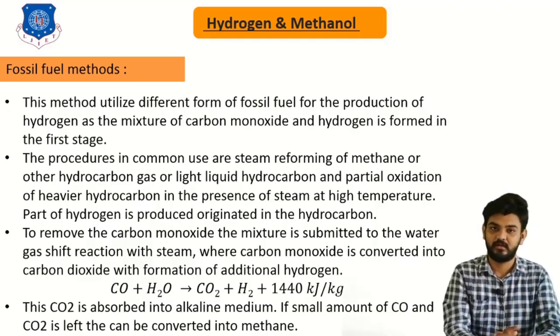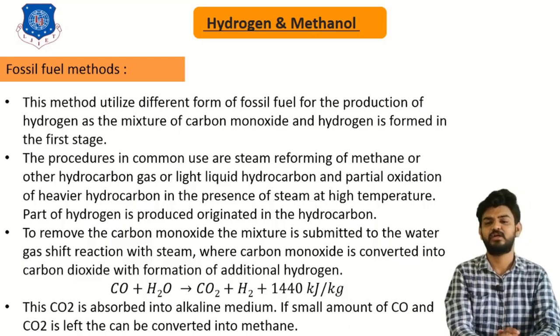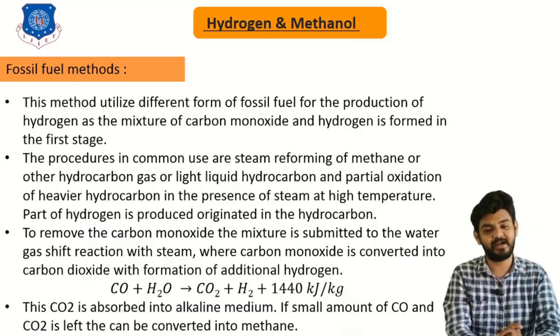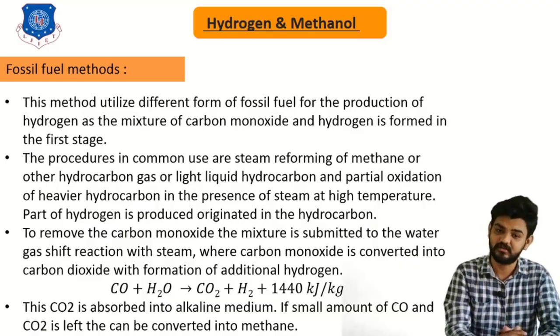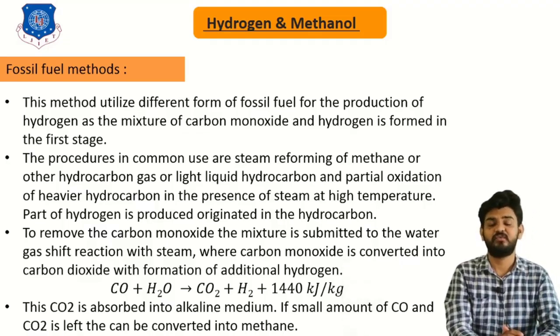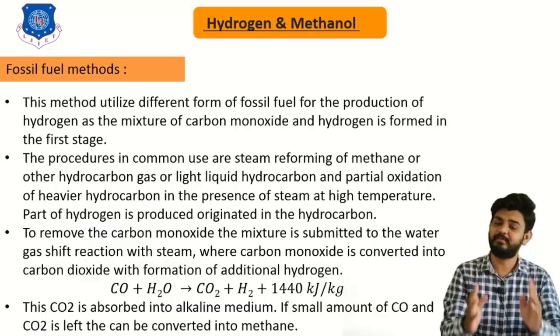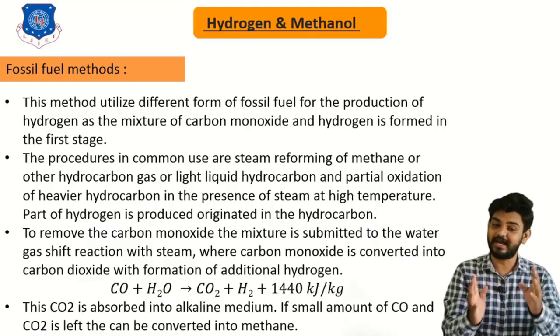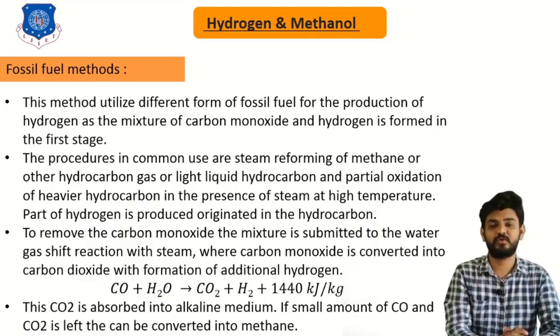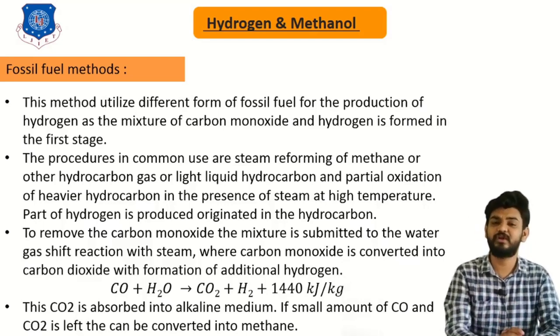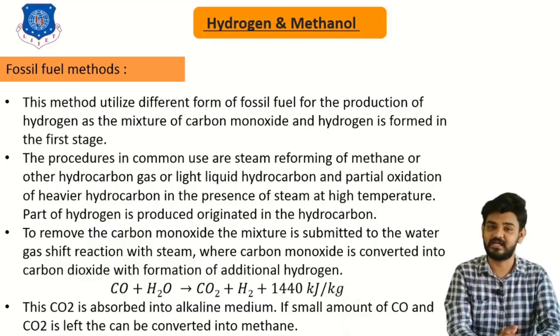In order to remove the carbon monoxide in this fossil fuel mixture, it is submitted to the water gas shift reaction with steam, where carbon monoxide is converted into carbon dioxide with formation of additional hydrogen. So what we have to do is remove this carbon monoxide from the mixture. To achieve this, we carry out the water gas shift reaction: carbon monoxide plus water gives carbon dioxide plus hydrogen. Basically this is how we can generate hydrogen, and 1440 kilojoule per kilogram of energy is released.